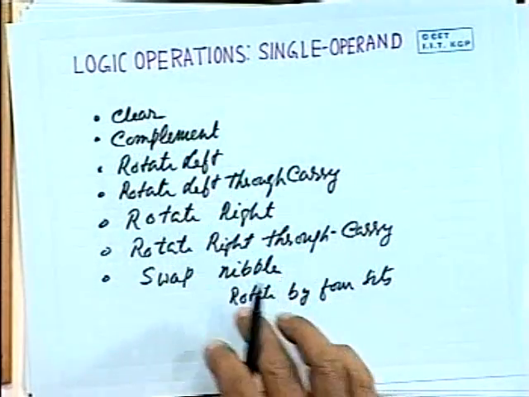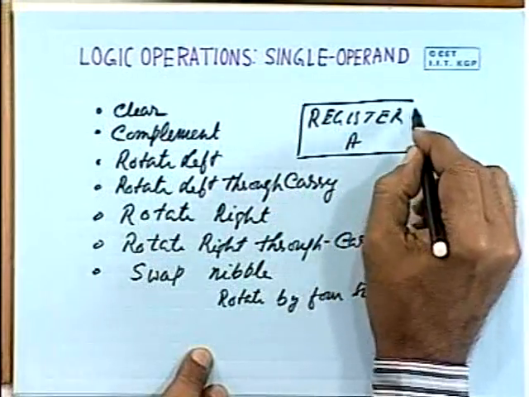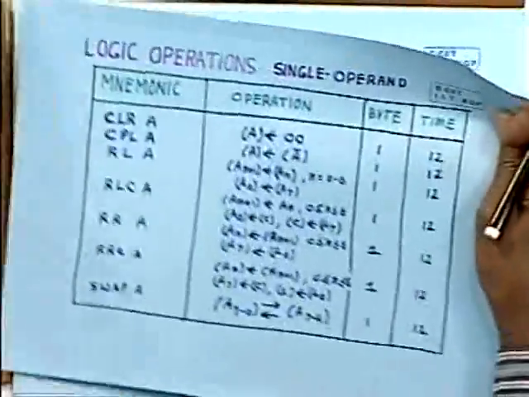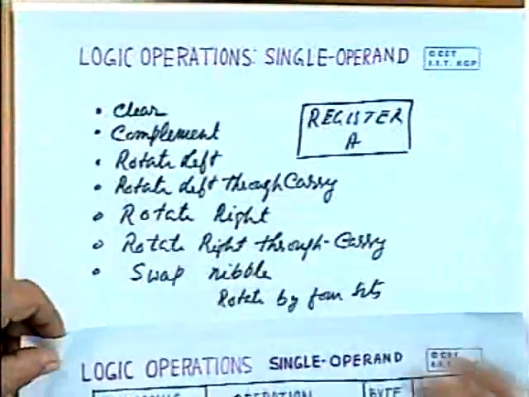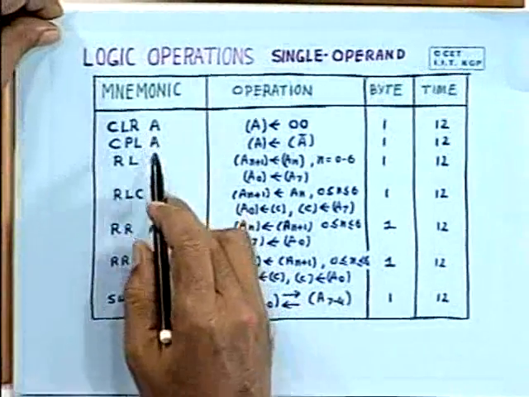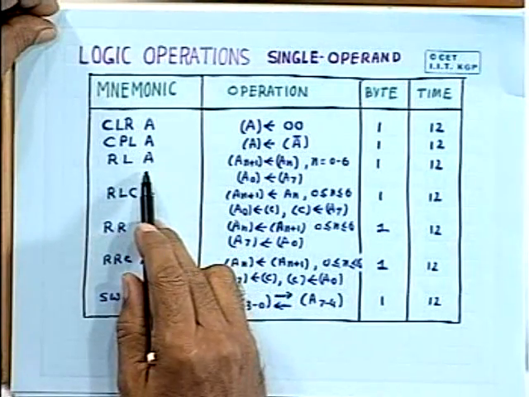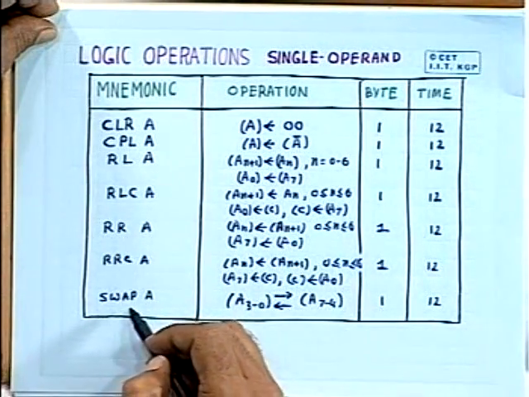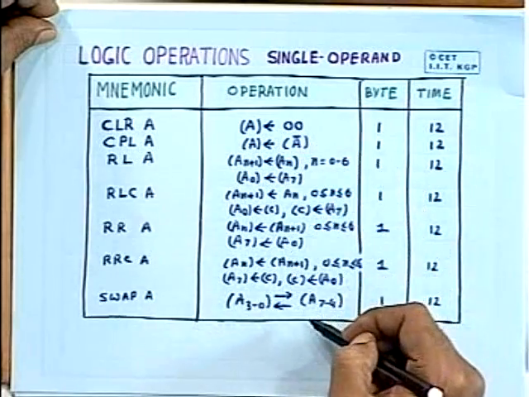Since these are single operand instructions, obviously the operand will be available in a particular register, and usually register A is the source and destination of these single operand instructions. Let us see various types of single operand instructions which I have shown in this list: clear, complement, rotate left with carry, rotate right with carry. So these are the various instructions, and the operations are shown in this diagram.